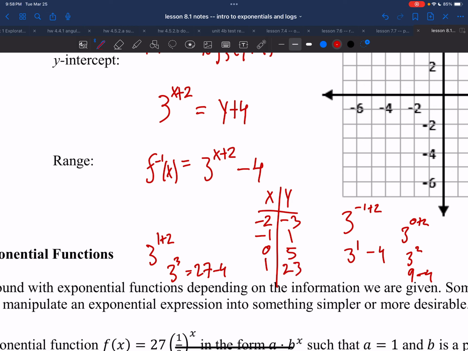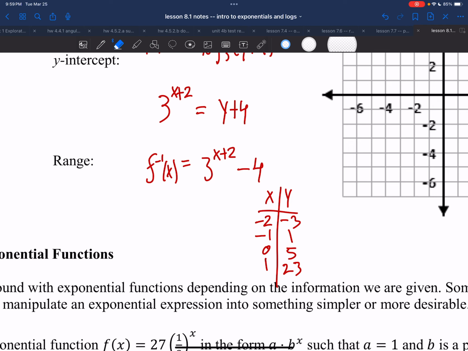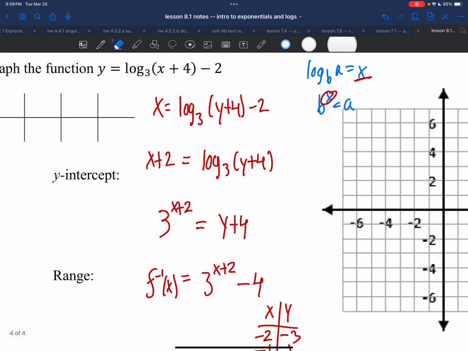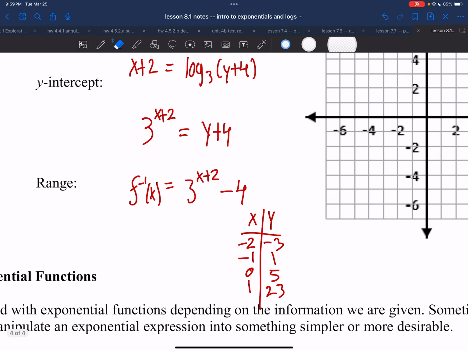23. Well, that's a little too big, right? So I don't really need that last one because it's not going to fit on my graph. But those points were very quick and easy to find. The hard part was just doing the inverse function, right? But now that I have the inverse function, it's a more familiar exponential, and you can just plug in easy numbers, like single-digit numbers, and you're going to get them, right? And that will be nice, and it'll always work out.